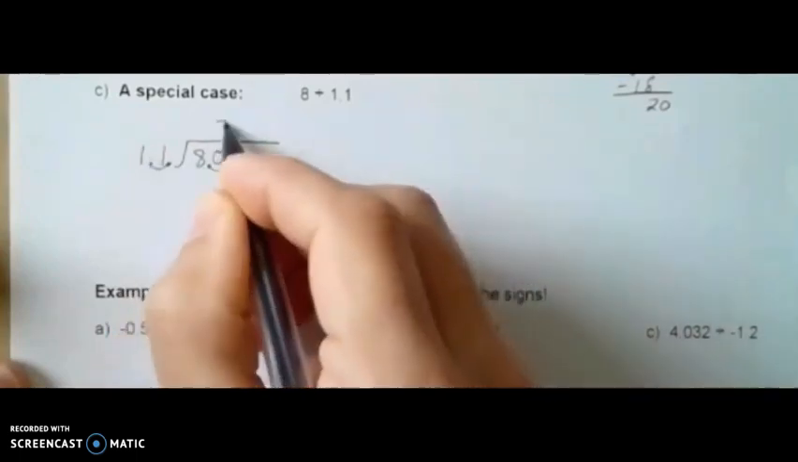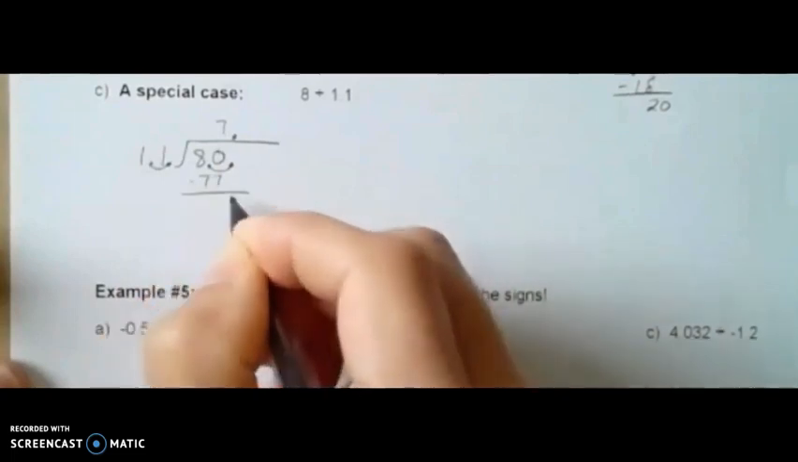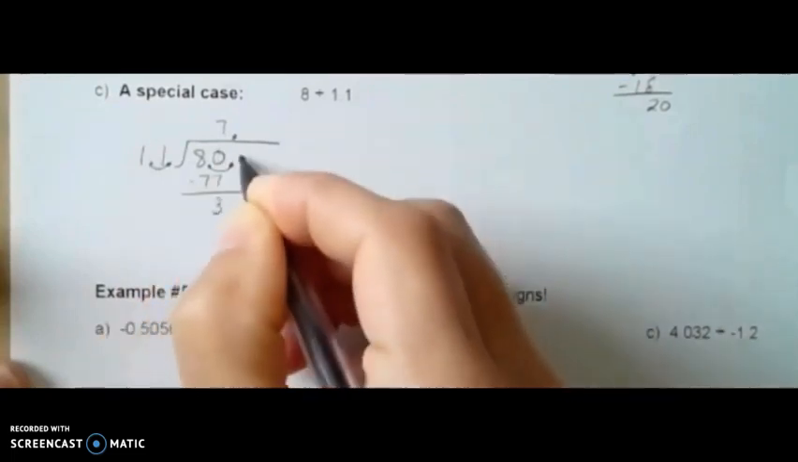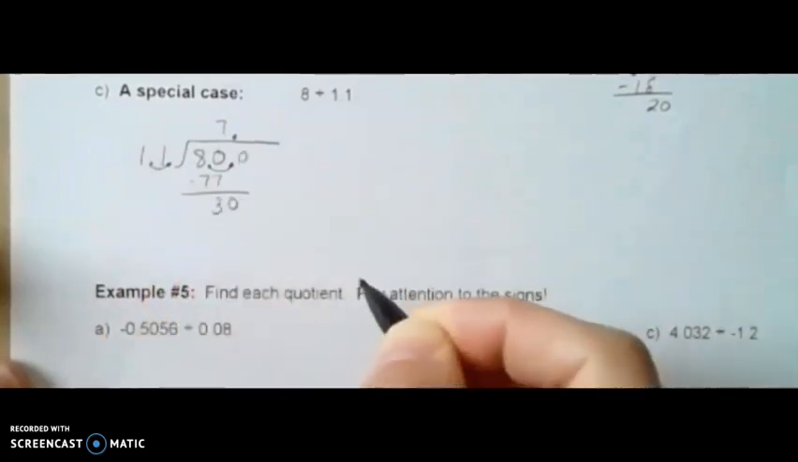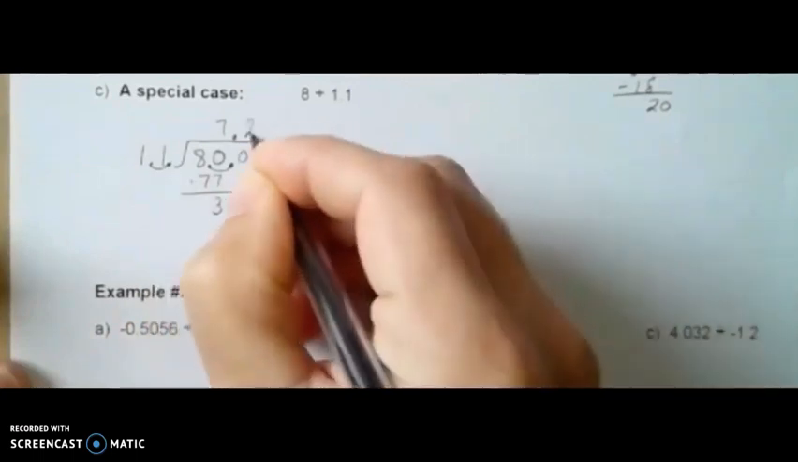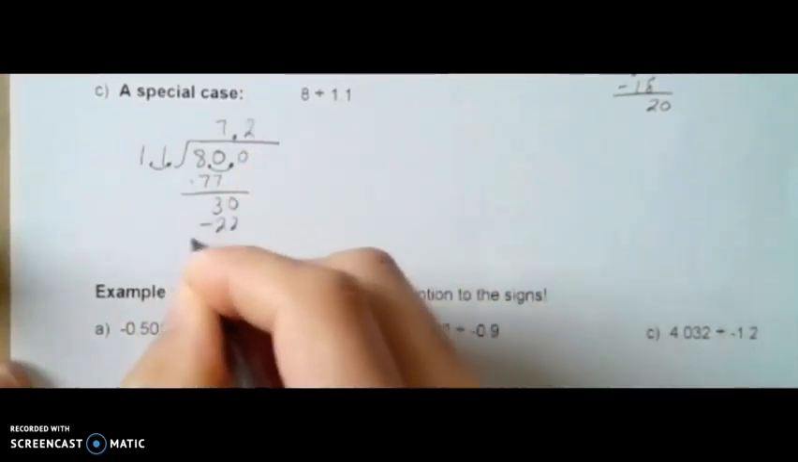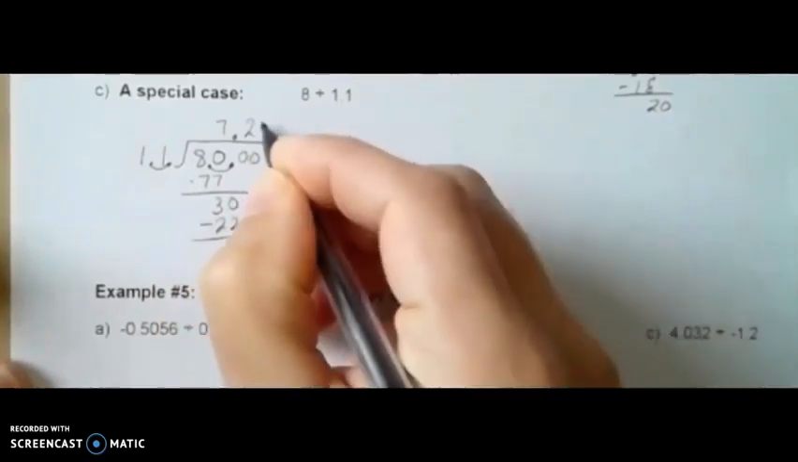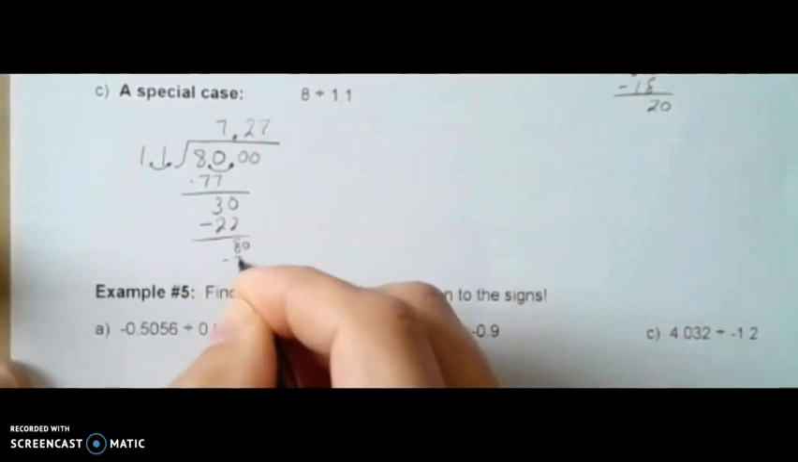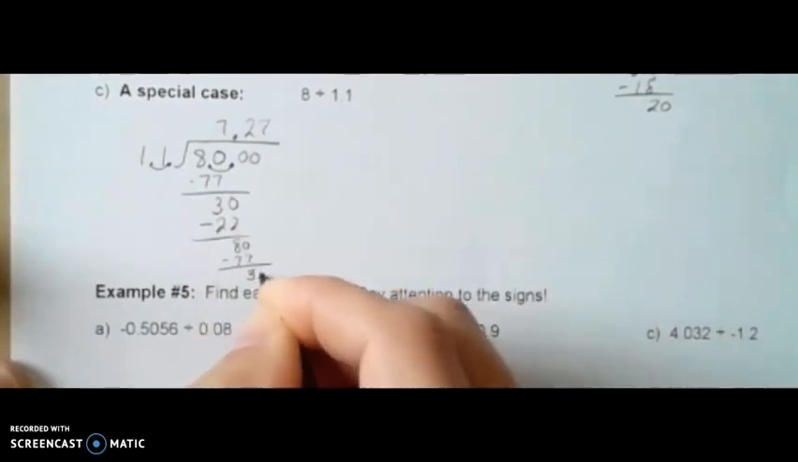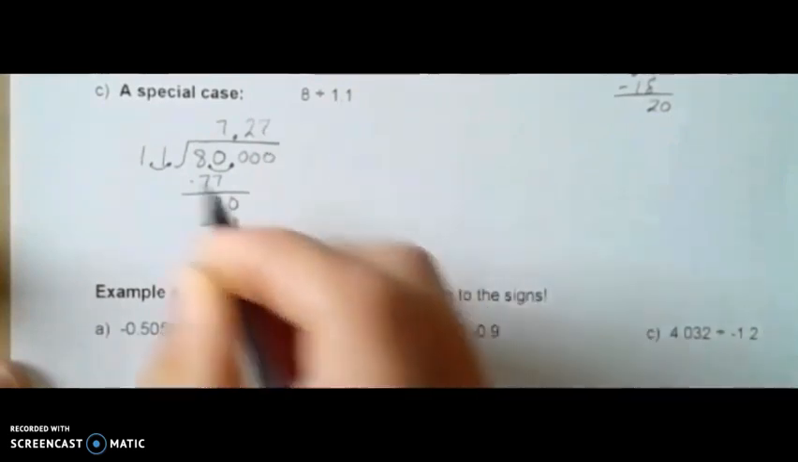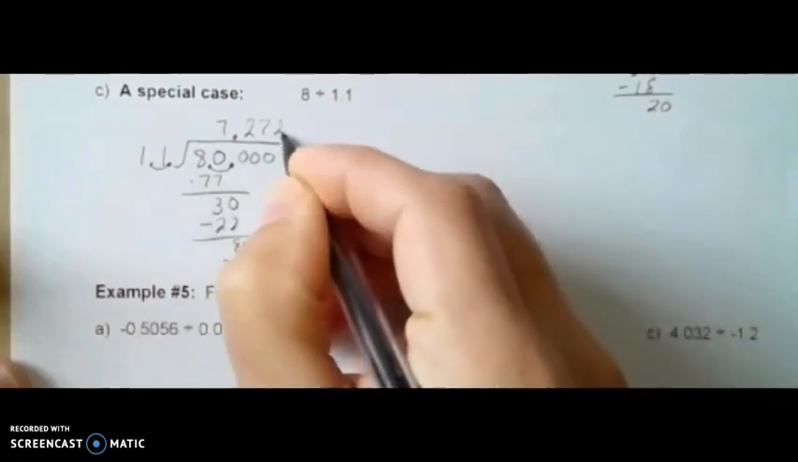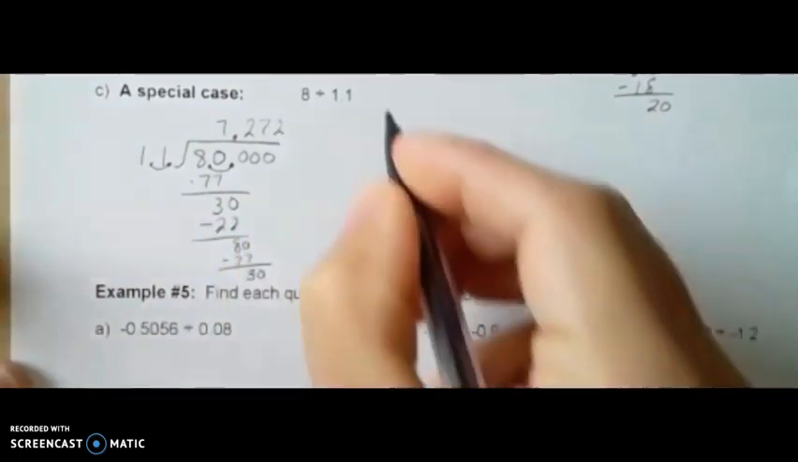11 goes into 80 7 times. That's 77. When I subtract, I'm left with 3. Add a 0, bring it down. 11 goes into 30 twice. That's 22. I subtract, and I'm left with 8. And there's my 80 again. I know that goes in 7 times. There's my 77. I bring down a 0. 11 goes into 33 3 times. And notice this will repeat again.